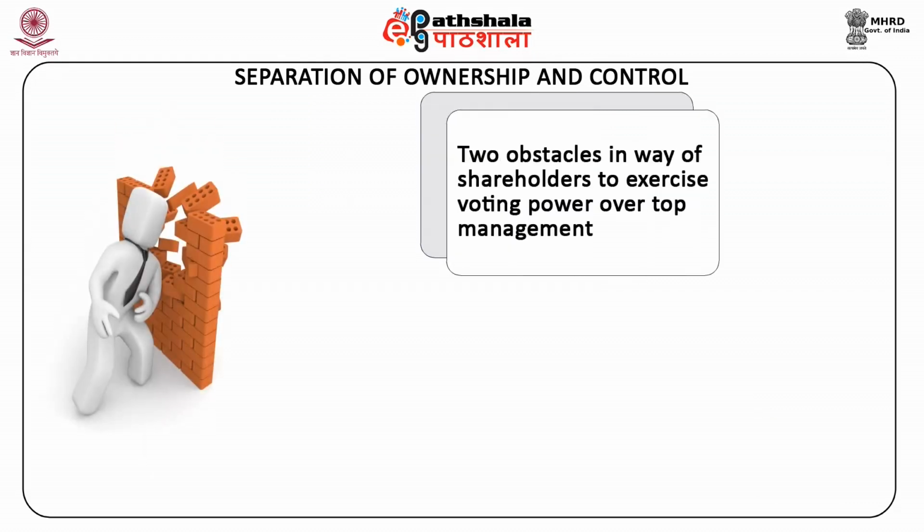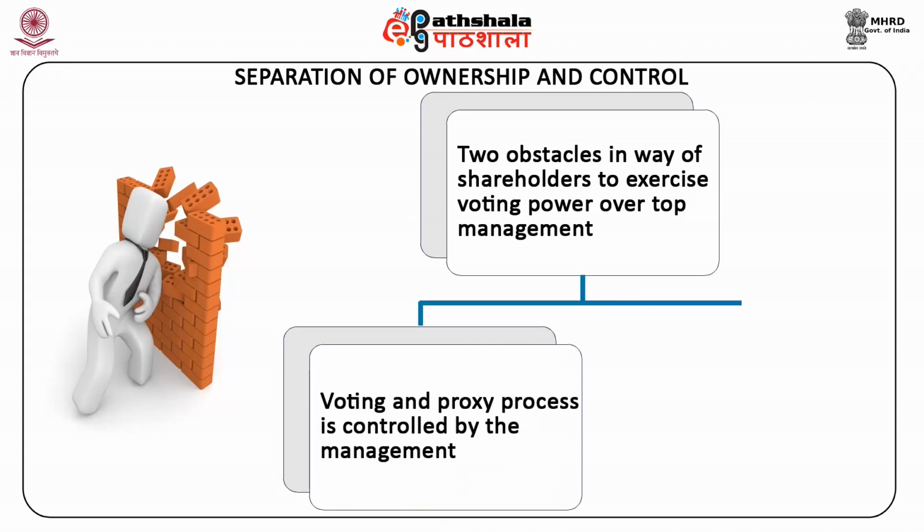There are two obstacles that come in the way of shareholders in exercising voting power over the top management. The first problem is that though the shareholders have the option of using a proxy in directing management on how to vote the shareholders' shares, the voting and proxy process is controlled by the management. Many times, rebellious shareholders pursue a change of management. Those shareholders who become successful in a proxy battle receive compensation for their proxy solicitation.